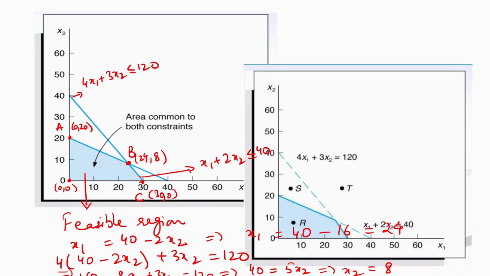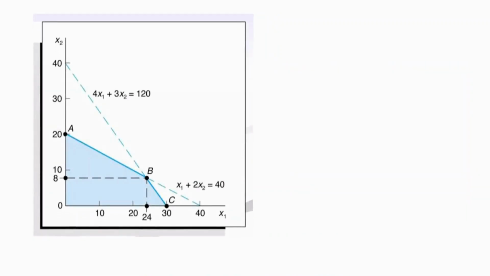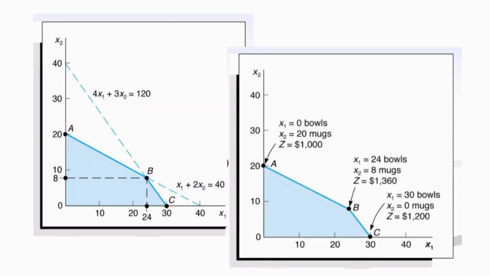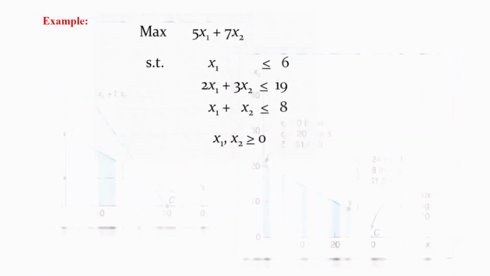So here you can see we are finding out the points. Now what we have to do, we have to find out the objective function, at which point we are maximizing the objective function. So we can easily find that the objective function is maximum at this point B, because we are getting the maximum profit as 1360. At this it would be 0 only, Z would be equal to 0. At this is 1000, 1200. So the maximum profit we are getting when we are producing 24 bowls and 8 mugs. So this is how we can find out the solution.